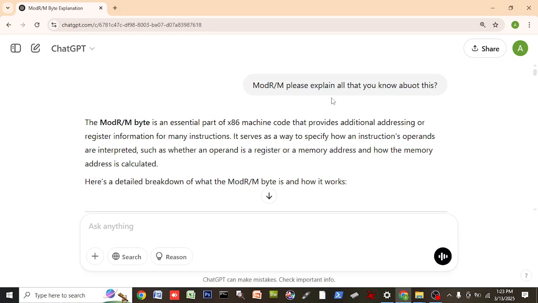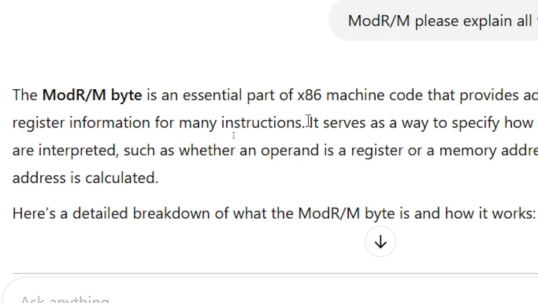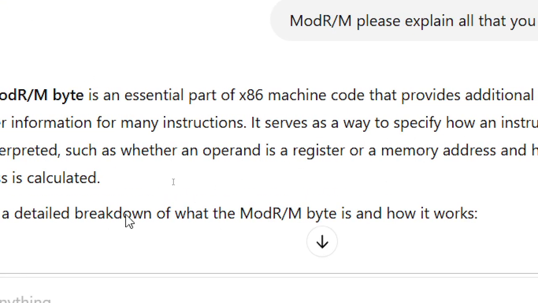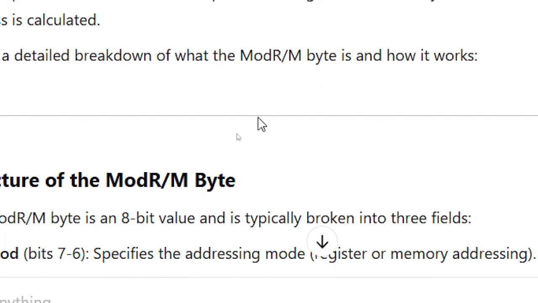So our topic for today is the ModRM. In order for you to learn the ModRM, you can ask ChatGPT about this, or you can research what is ModRM. The ModRM byte is an essential part of the x86 instruction encoding that provides additional addressing and register information for many instructions. ModRM stands for mod, register or memory, no?